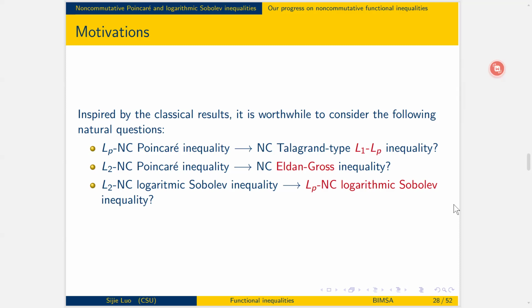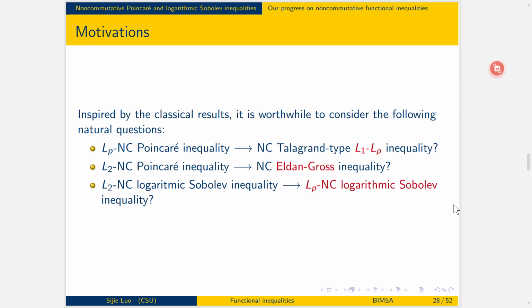So it's quite natural to consider why only the L2 case. It can be strengthened to Talagrand's L1-L2. Why not L1-Lp? It's quite natural. So at first, whether the Lp Poincaré inequality can be refined into an L1-Lp type Talagrand inequality is our first motivation. And second, even for the L2 Poincaré inequality, can we get something like the Eldan-Gross inequalities and use it to investigate the KKL conjecture is our motivation.